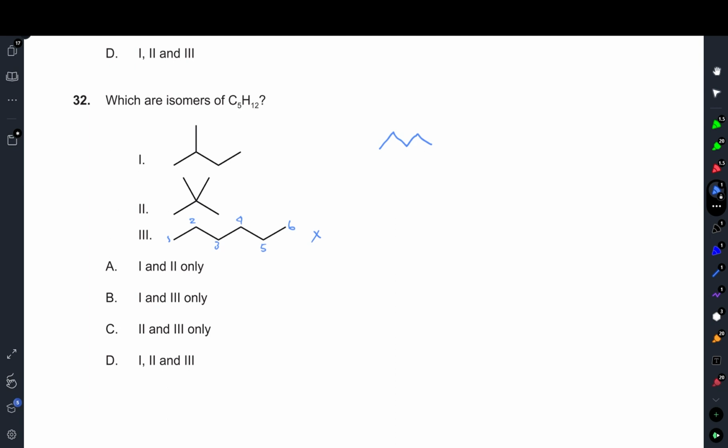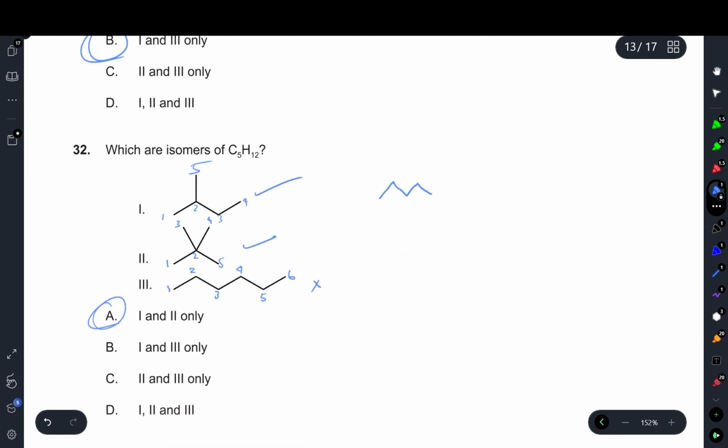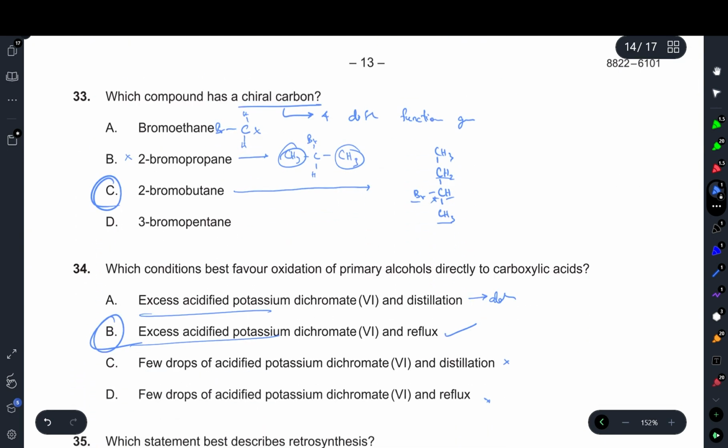Let's count on option 2. 1, 2, 3, 4, 5. 5 carbons. 1, 2, 3, 4, 5. 5 carbons. So question number 32, option A. Moving on to question number 33.